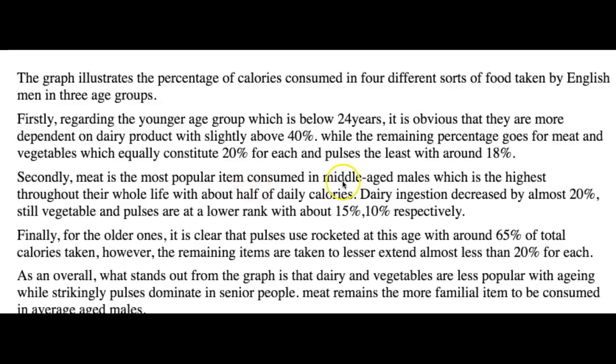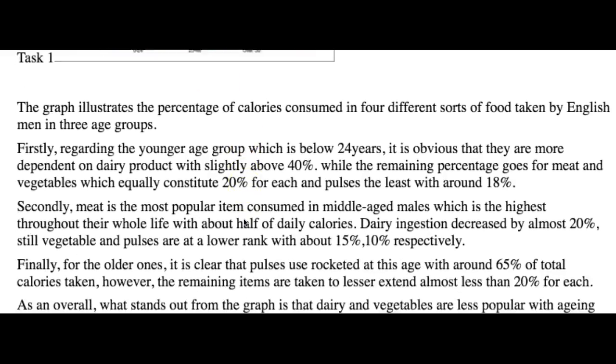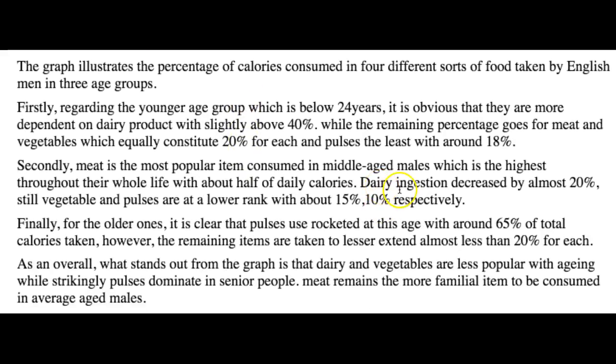Secondly, meat is the most popular item consumed in middle-aged males, which is the highest throughout their whole life, with about half of daily calories. Very good. Dairy ingestion decreased by almost 20%. No. If it decreased by 20%, so what's 10% of 40? That's 4. So 20% of 40 is 8. So you're saying it's gone down to 30. Did it go down to 30? No, it went down to 25. So be careful. Okay? So we say dairy ingestion decreased 20%. Okay? Or even better, just decreased to 25%. That's the most accurate.